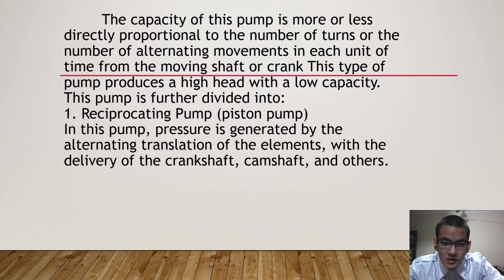Next, the capacity of this pump is more or less directly proportional to the number of turns or the number of alternating movements in each unit of time from the moving shaft or crank. This type of pump produces a high head with a low capacity. This pump is further divided into 1. Reciprocating pump or piston pump. In this pump, pressure is generated by the alternating translation of the elements with the delivery of the crankshaft, camshaft, and other.